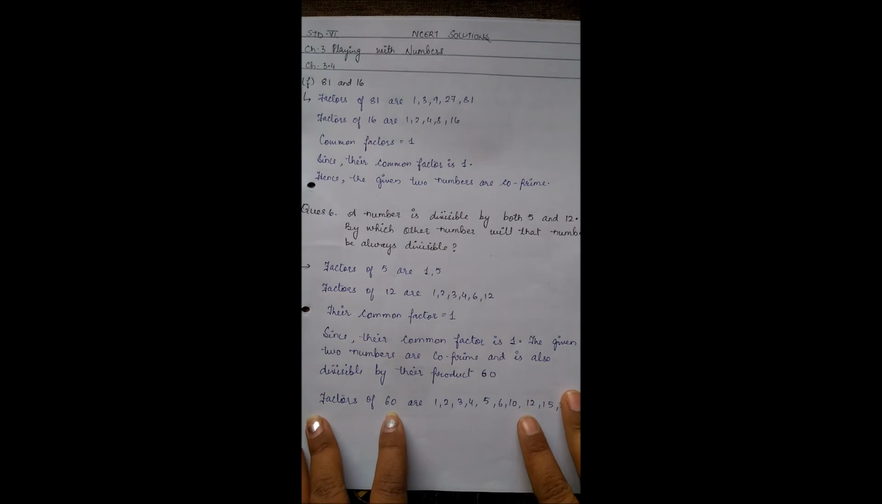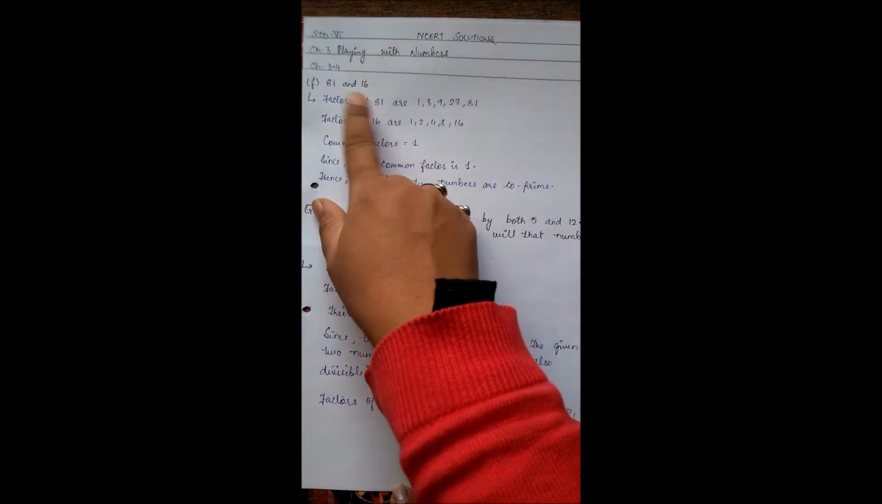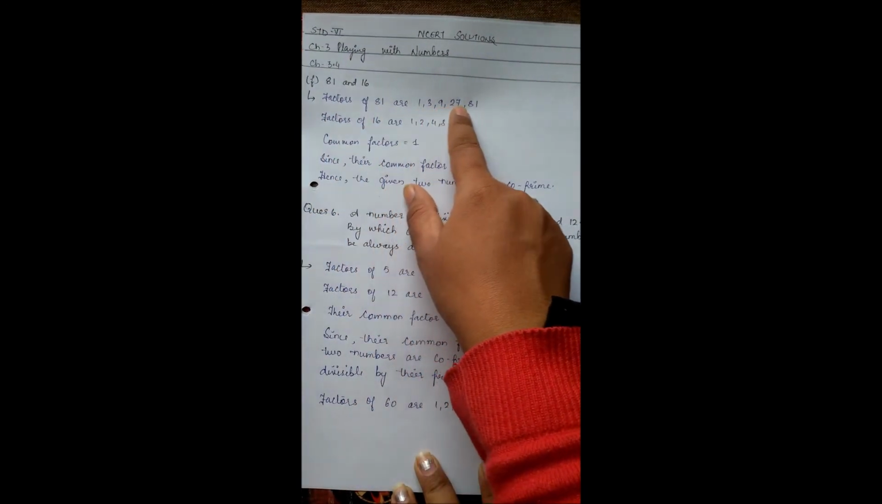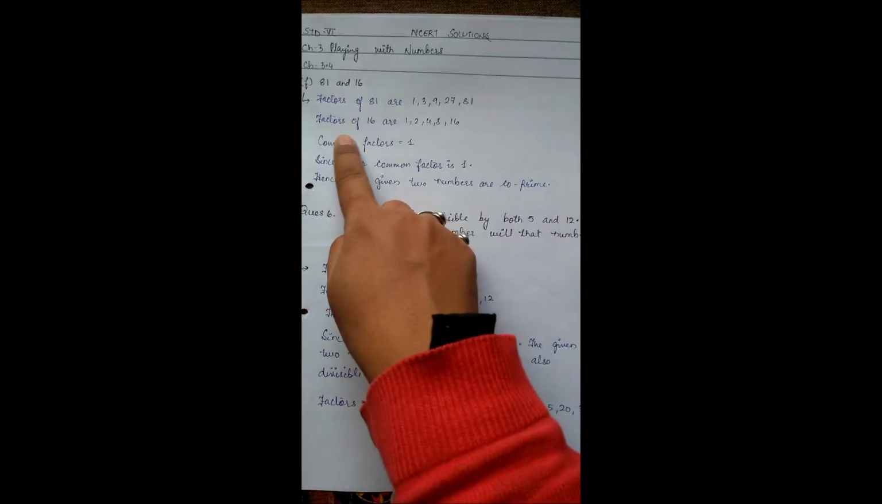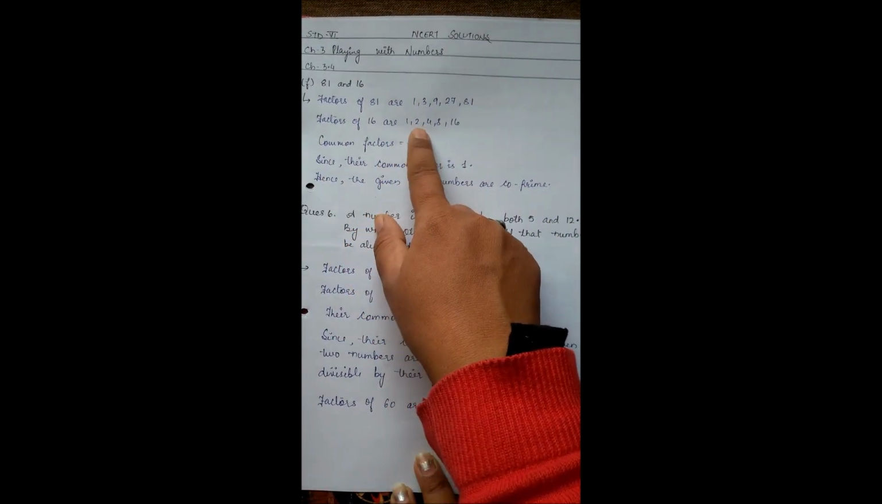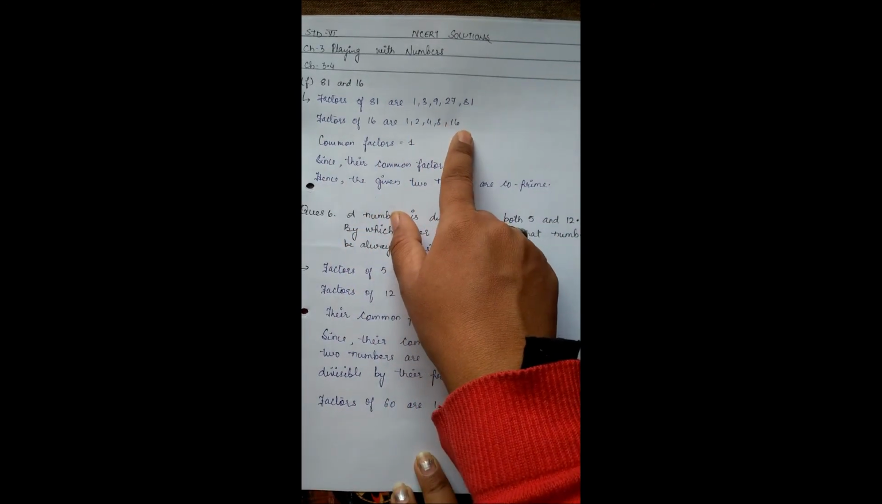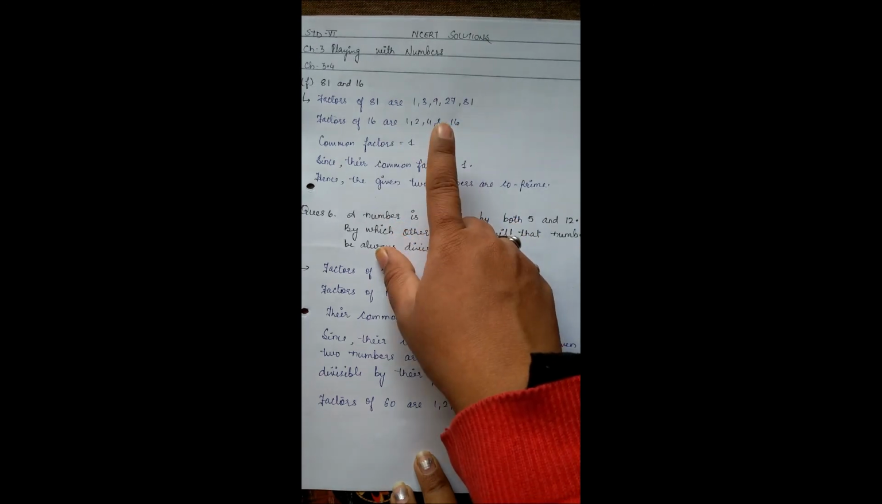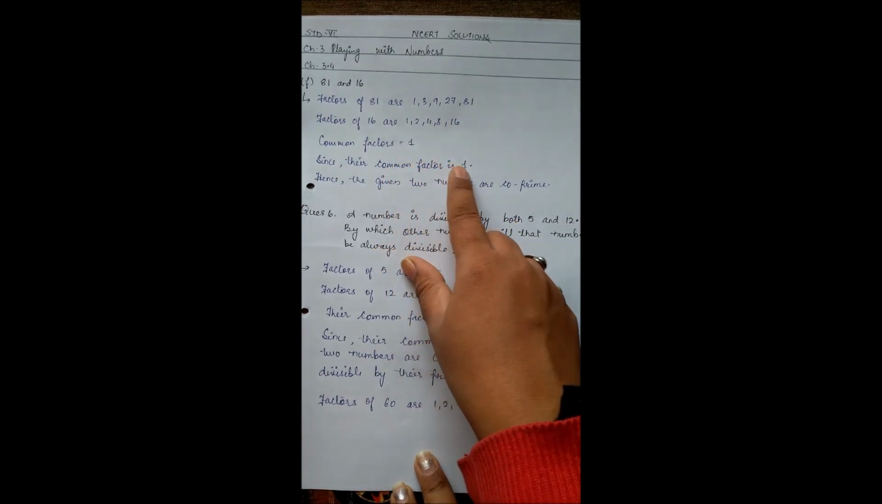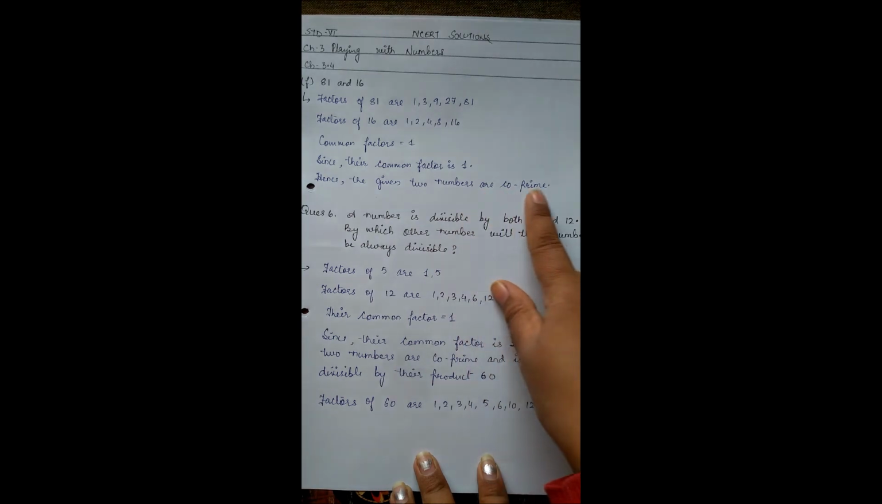Moving to the next, the number is 81 and 16. Factors of 81 is 1, 3, 9, 27, 81. Factors of 16 are 1, 2, 4, 8, 16. Now in this, common number is 1. Since the common factor is 1, hence the given two numbers are co-prime.